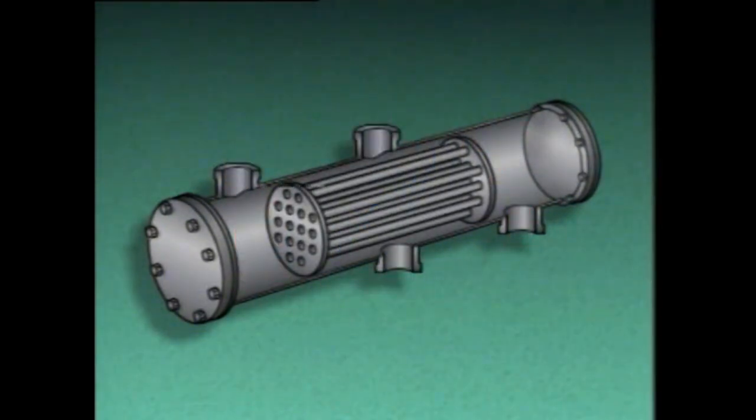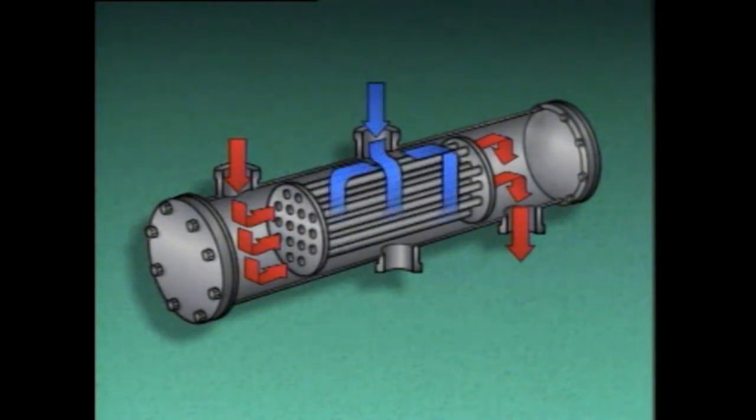In a cross-flow heat exchanger, the fluids flow perpendicular to each other. The tube side fluid enters through this inlet, flows through the tubes, and exits through this outlet. The shell side fluid enters the shell through this inlet, flows across the tubes, and leaves the shell through this outlet.